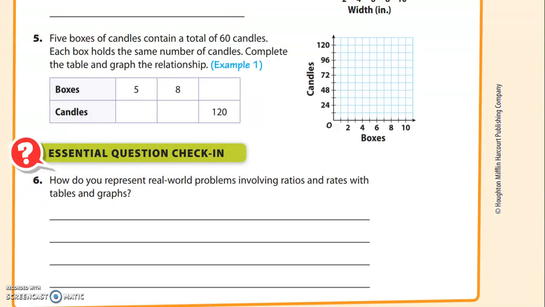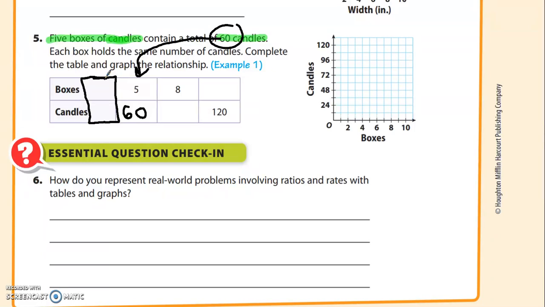Number 5 says, 5 boxes of candles contains a total of 60 candles. It's pretty important. 5 boxes of candles is 60 candles. It's pretty important that you notice that, because right now the table doesn't look like it has enough information. It says each box holds the same number of candles. Complete the table and graph the relationship. So this 60 right here goes with 5. So it's going to be 5 and 60. And a lot of kids would look at this and say, well, you can't get from 5 to 8. So this is where it would come in super handy to simplify. You wouldn't have to do it this way, but you totally could.